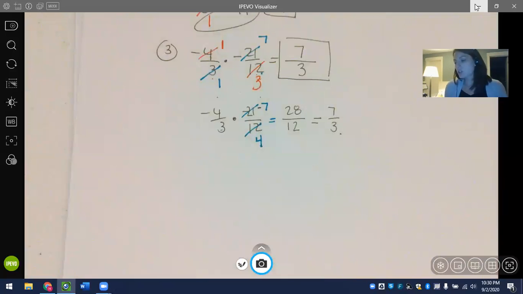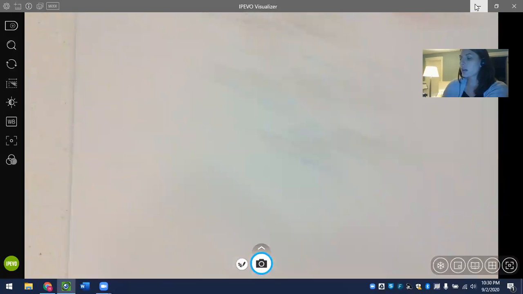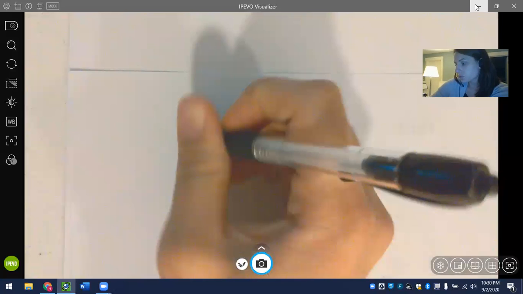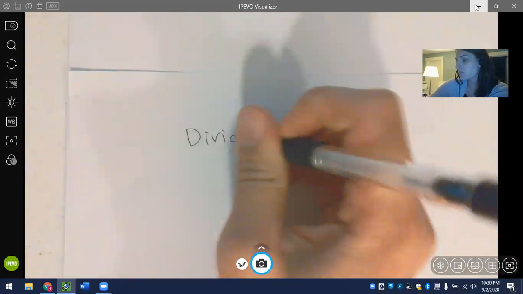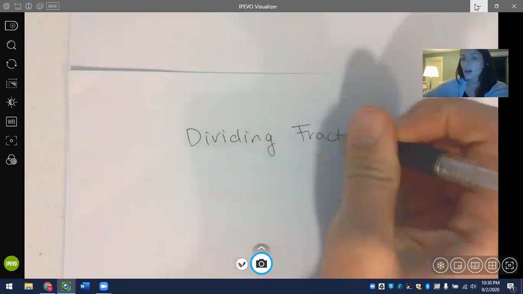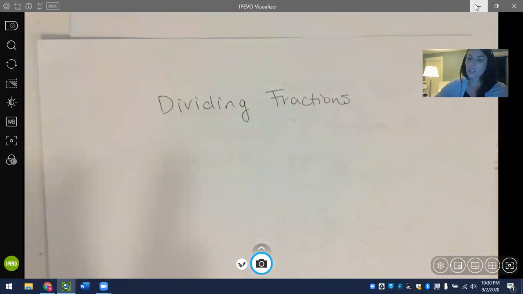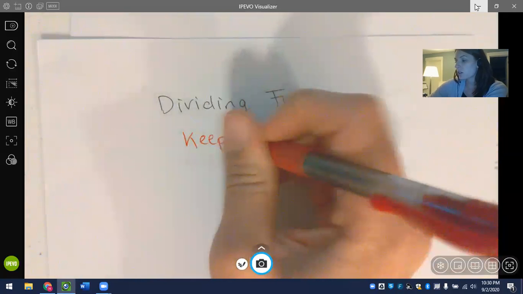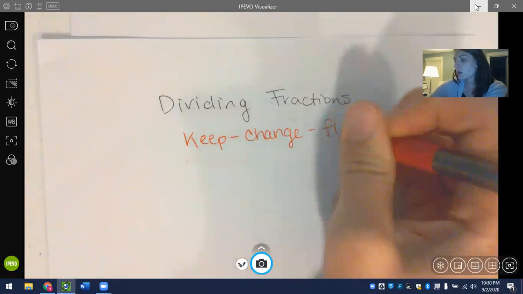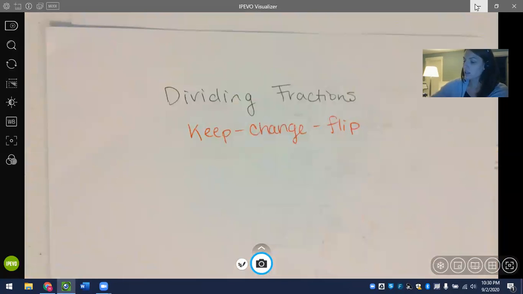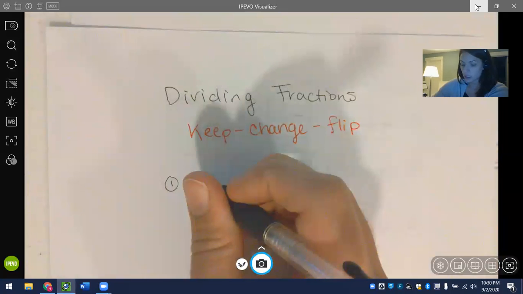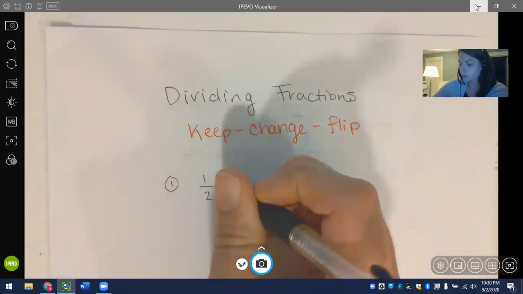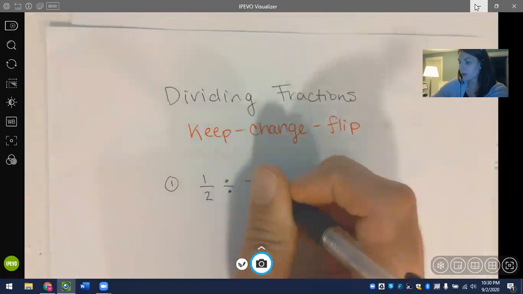Okay, so dividing fractions, this is one where you really have to practice and get this rule solid in your brain because it's a little bit funky when we try to divide fractions. So dividing fractions, I use the words keep, change, flip to help me remember how to divide fractions. Keep, change, flip. So let's write down an example and then I'll talk about what keep, change, flip means and how that helps me. So if I have 1/2 divided by negative 1/3.